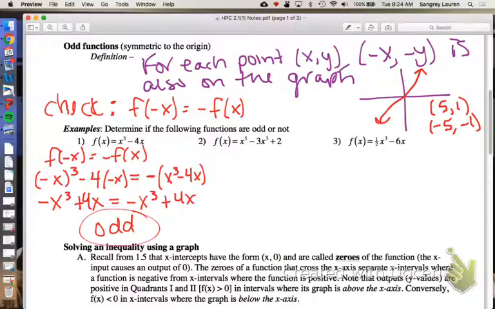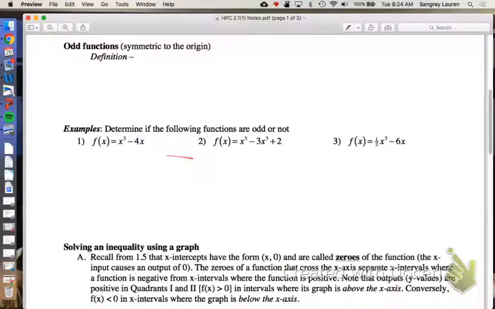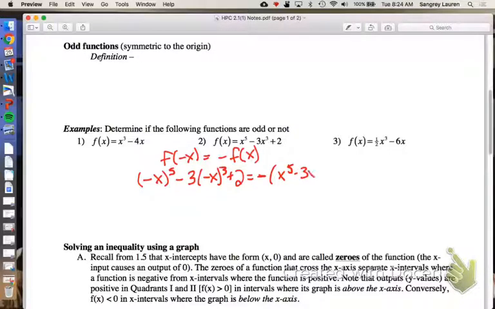All right, great. I'm going to erase just to get some more room. So for number 2, again, we're checking, does f of negative x equal the opposite of f of x? So we have negative x to the 5th minus 3 times negative x cubed plus 2. Does this equal the opposite of this function?